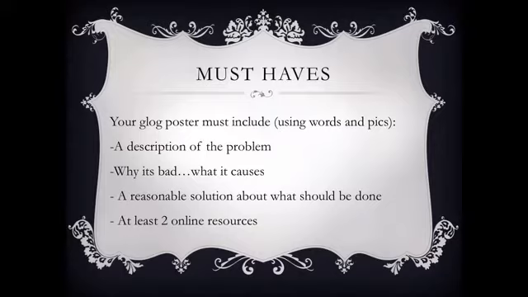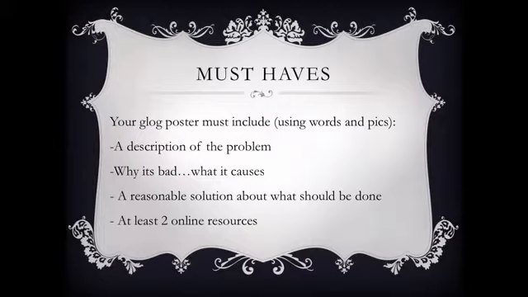Now your poster must have these 4 things. So you can use words and pictures. Combination is actually what you're going to want to use to include these 4 things here. So a description of the problem using words and pictures, why it's bad. So identifying what it causes, the problems by doing this action that humans do. What's wrong with that? Why is that so bad? Again, using words and pictures to describe that.